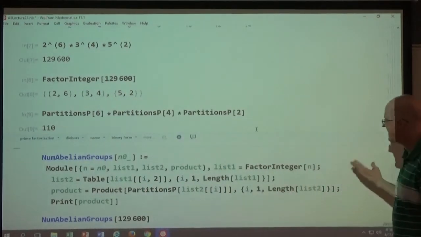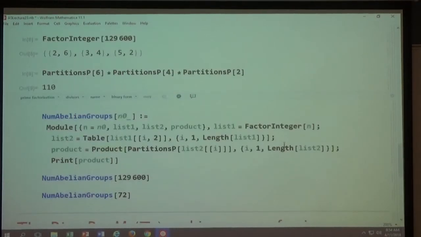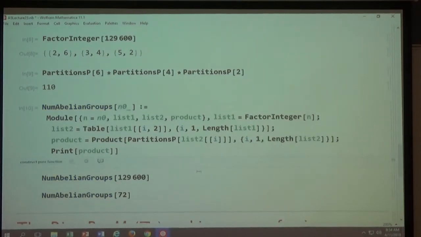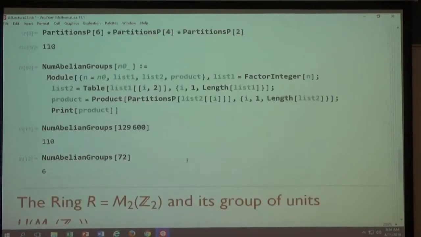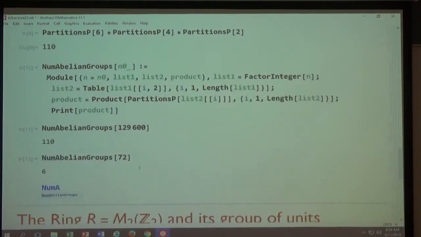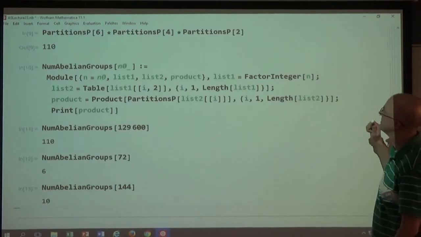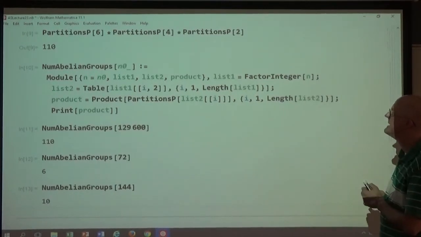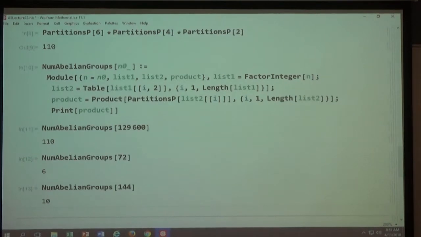I also made a little bit of code, my own Mathematica function here, to compute that for an arbitrary input, like 129,600, like 72, or like 144. Should get 10 here. So this code, not sure if it's the most efficient code, but it does compute the number of abelian groups of various orders. Okay? And you can copy that down if you would like to make use of that.